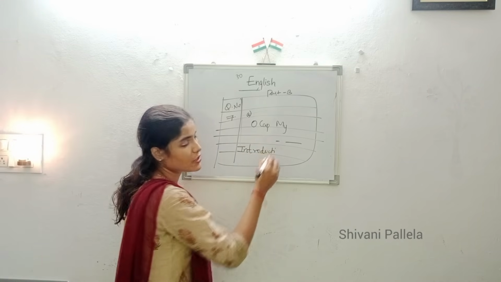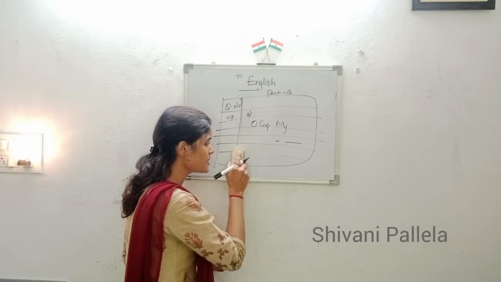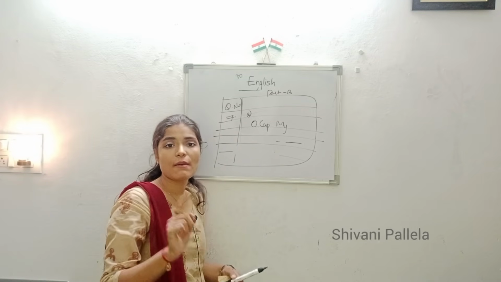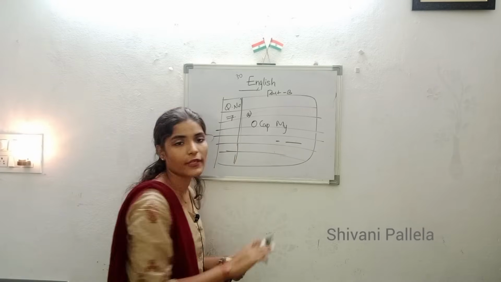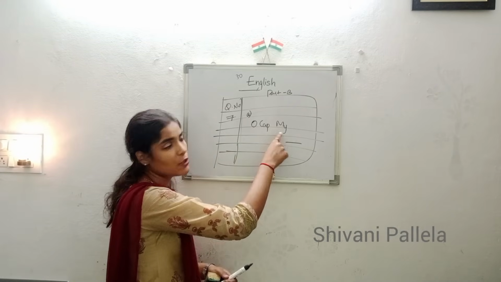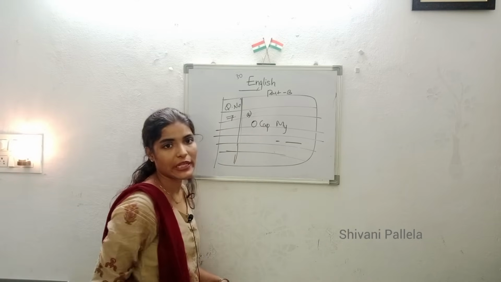Like this, you need to keep the heading. Or if you don't want to keep the heading, you should write the summary in 3 paragraphs. In the first paragraph, you need to explain about the lesson and who the author is. About the author only you need to explain in the first paragraph.